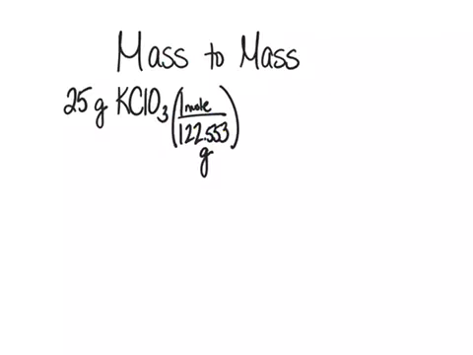Here's our first problem for mass to mass. It says, how many grams of potassium chloride are produced from 25 grams of potassium chlorate? Well, in order to get from one material to another, I have to be in moles to moles. So my first job is to take that potassium chlorate and divide it by the molar mass to find out how many moles I have. So I have 0.20 moles of potassium chlorate.